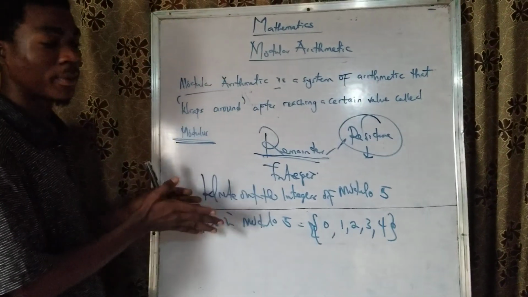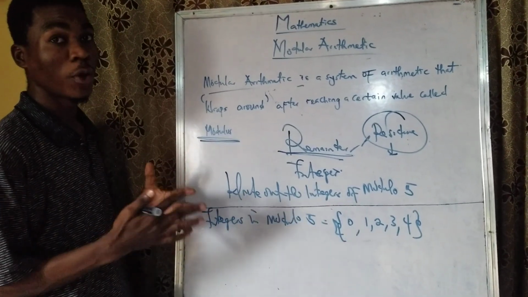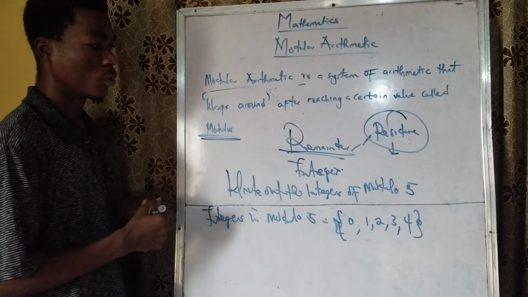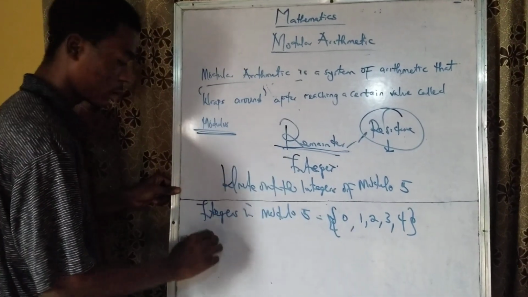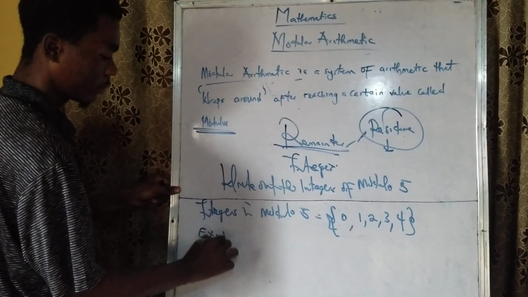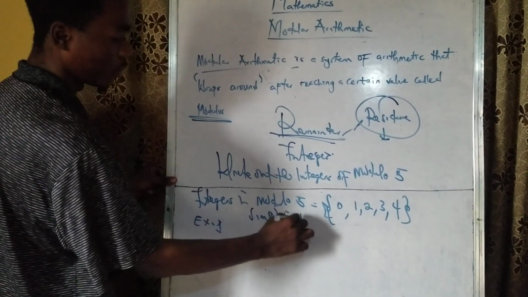So firstly, we've talked about the integers. Now we'll be talking about the simplification of the following in modulo, in any modulus that is given to us. So now let's do example 1. Okay, before example 1, let's just write: simplify the following.